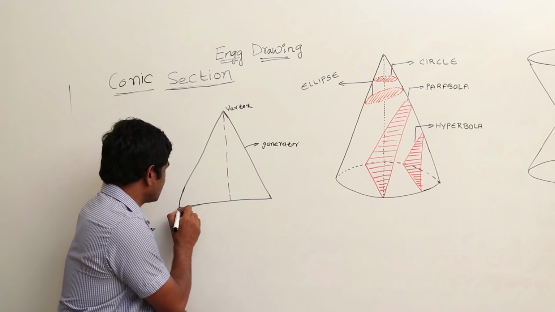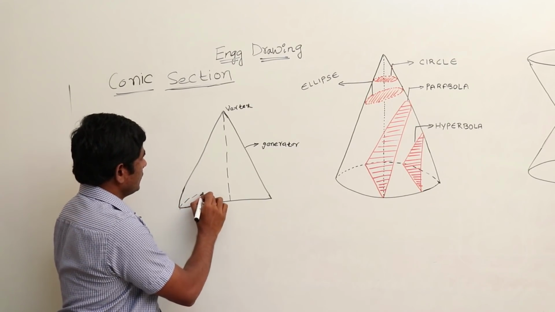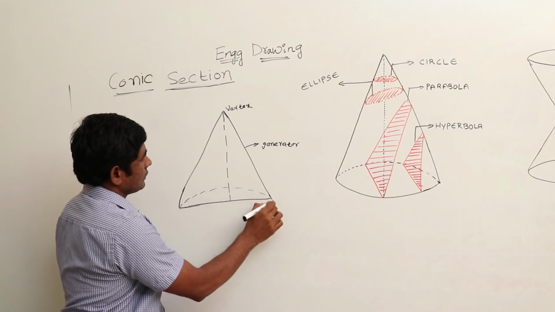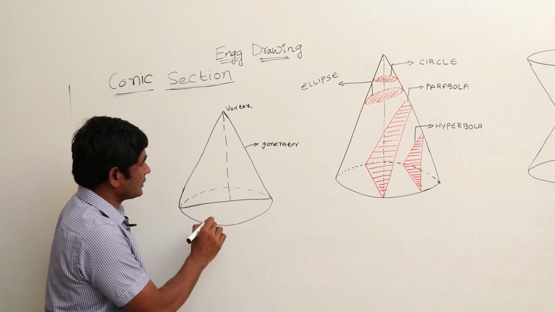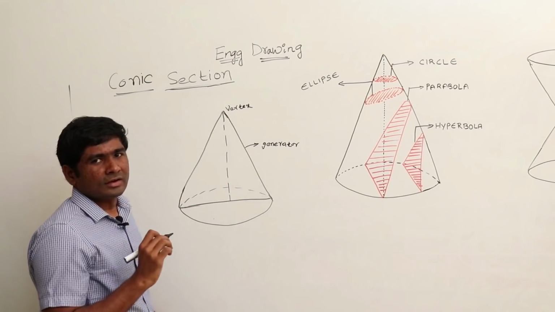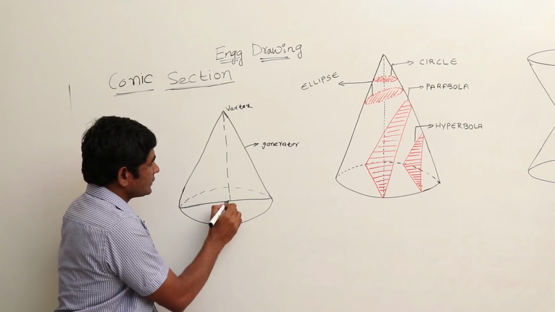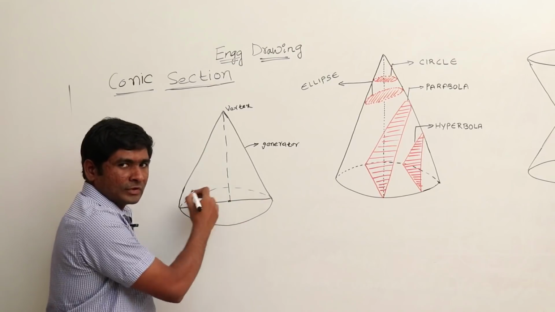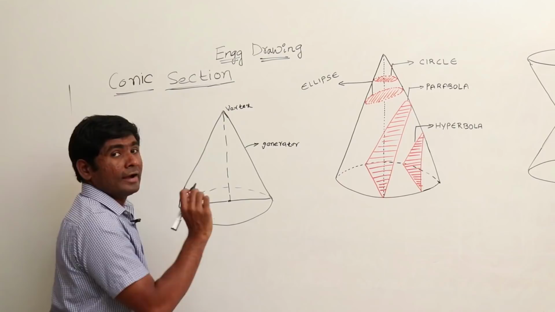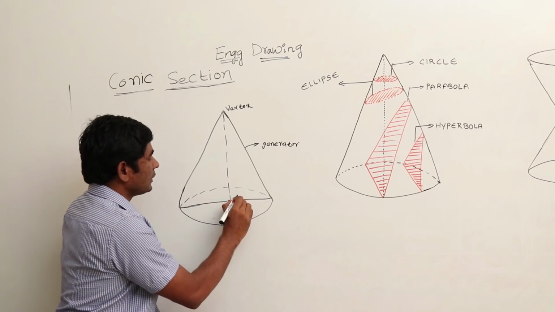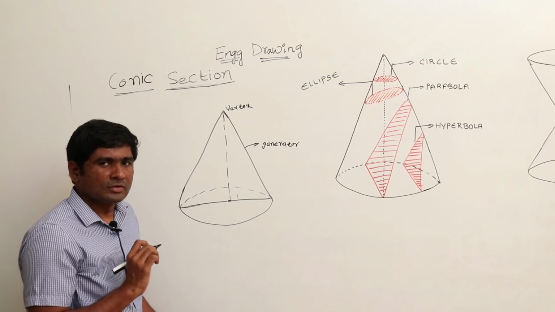So the base is the circular base, and the base would look like this. So this is the base, and this is the circular one. And in the right circular cone, the axis joining the vertex to the base passes through the center of the circle. So this is the circle, and the axis is passing through the center, and as well as this axis is perpendicular to this base. So this is called a right circular cone.